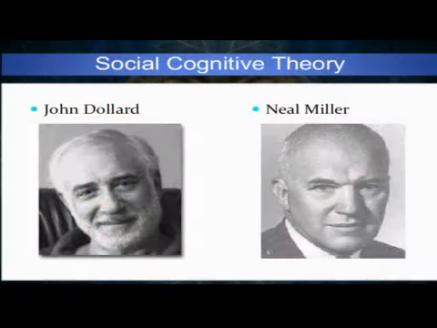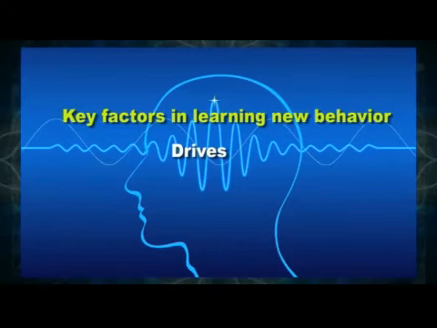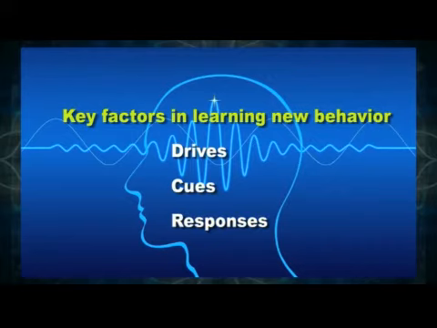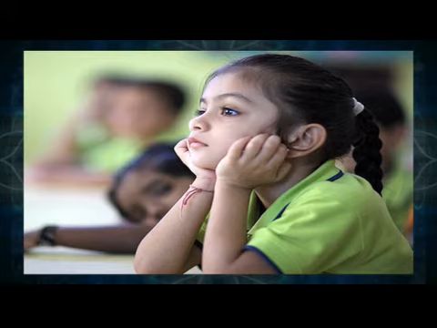SCT is the result of the work done by Neil E. Miller and John Dollard in 1941. They identified 4 key factors in learning new behavior: 1. Drives, 2. Cues, 3. Responses and 4. Rewards. According to Bandura's theory of child development, children learn new behaviors from observing other people.